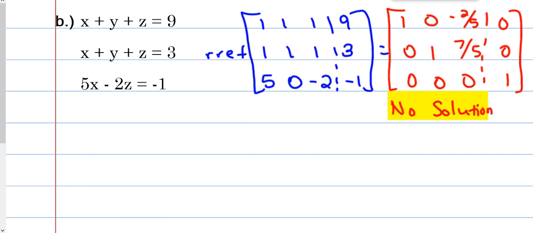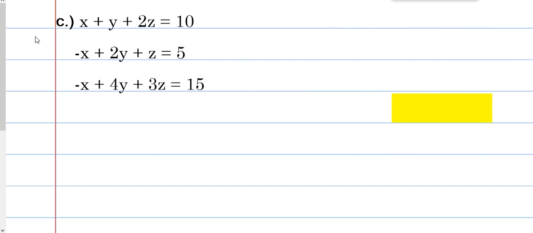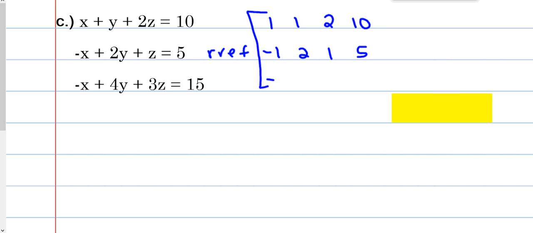All right, now let's look at one more, and this will be our last one. C. Let's make our augmented matrix. Everything's in order. We have x, y, z in every single equation. First row, 1, 1, 2, 10. Second row, negative 1, 2, 1, 5. Third row, negative 1, 4, 3, 15. Put your dotted line in and put that in your calculator.